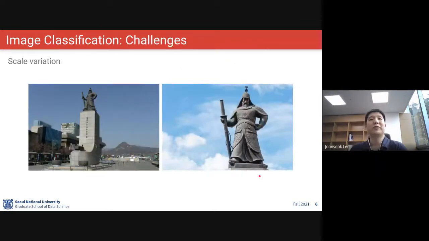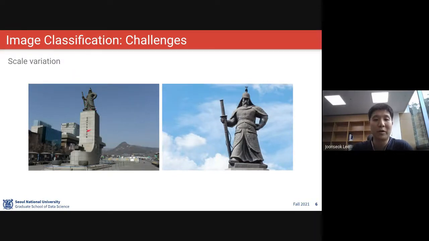Why is image classification challenging, or why is it hard? I'm going to show some examples of why image classification is a challenging task. The first one is scale variation. We'd like to recognize some object in the image, but we don't know what scale that object is in the image. For example, we see this sculpture of Yi Sun-shin in both of these images, but in one of them he's really huge, and his scale is like the entire screen. But in the left one, we still recognize that this is the sculpture of Yi Sun-shin, but that's just a small object.